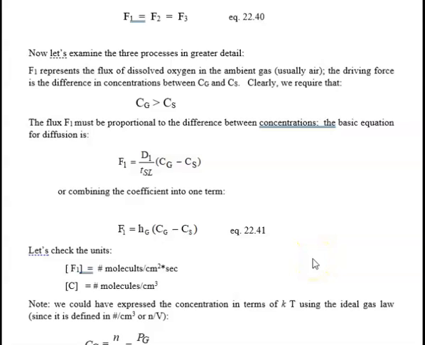So, if we look at the units, again, the units of F1 are number of molecules divided by centimeters squared second. The units of C, whatever C is, are the number of molecules per cubic centimeter. So the units of H are centimeters per second, I believe.